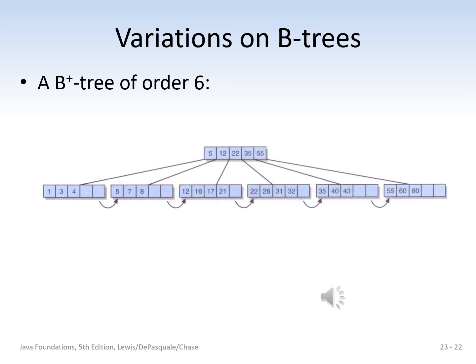And so the first child would hold all elements that are less than 5. The second child would hold elements of 5 up to less than 12. So it would be greater than or equal to 5, less than 12. Then the third, greater than or equal to 12, less than 22, greater than or equal to 22, less than 35, greater than or equal to 35, less than 55.